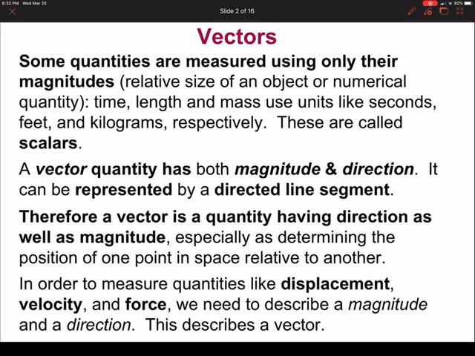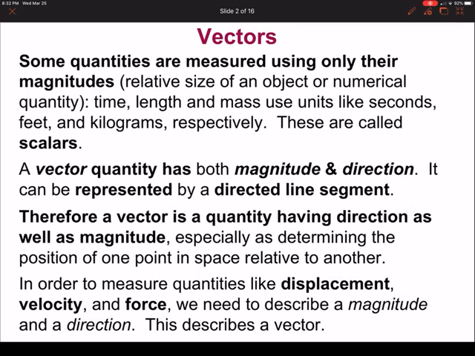All right, now we'll look at the topic of vectors. Some quantities are measured using only their magnitudes, the relative size of an object or numerical quantity, like time, length, and mass. We use units like seconds, feet, and kilograms, respectively. These are what we call scalars.